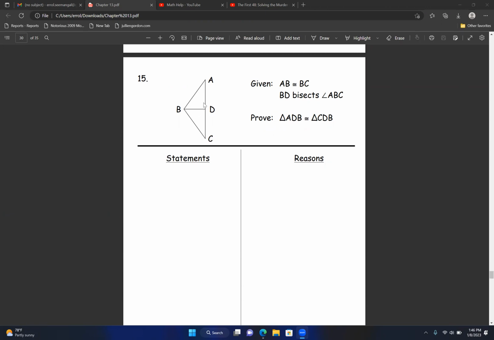All right, which one for 15? Which one of the four will this one be? AB is congruent to BC, so those sides are the same. BD bisects ABC, so this angle and this angle are the same. And then BD. So which one will this one be?